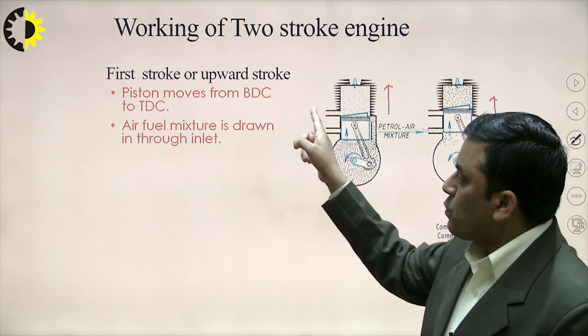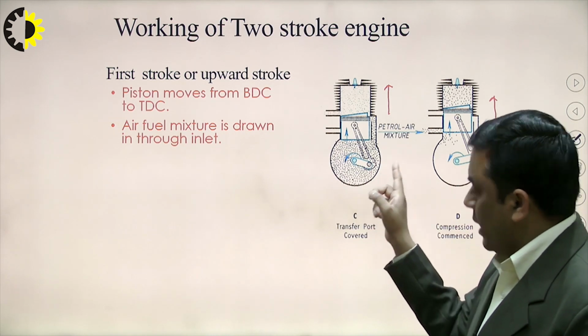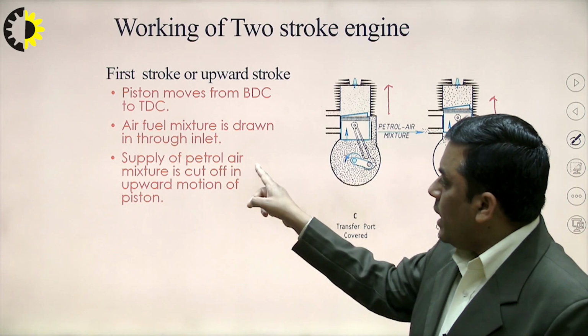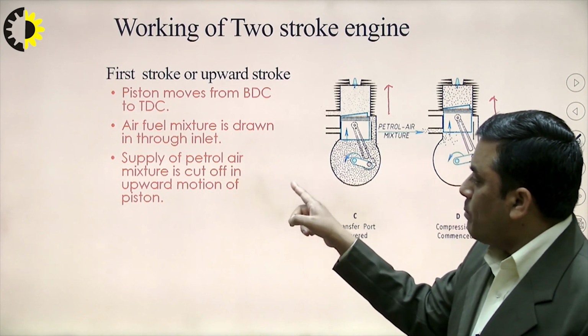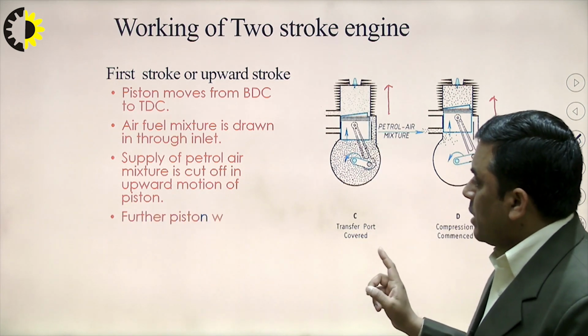So, the piston moves from BDC to TDC, and the air fuel mixture is drawn through the inlet port. The supply of petrol and air mixture is cut off in the upward motion of the piston.